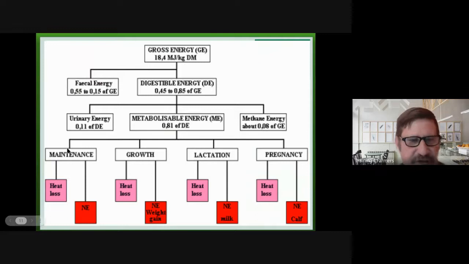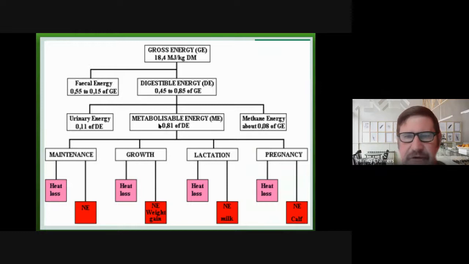But each one of those has got a heat increment. It takes heat to break down food for maintenance, for growth, for lactation, and so on. Each one of them loses heat. And these heat losses will vary with how many piglets they're carrying or how much milk they produce. So it's too variable to quantify.